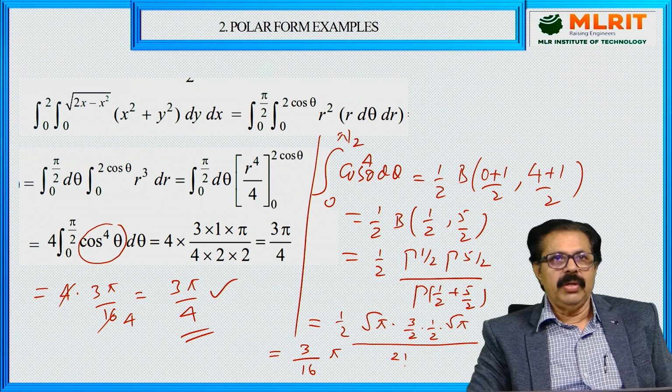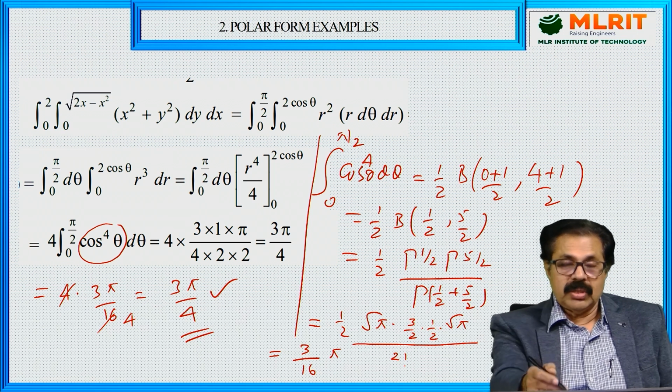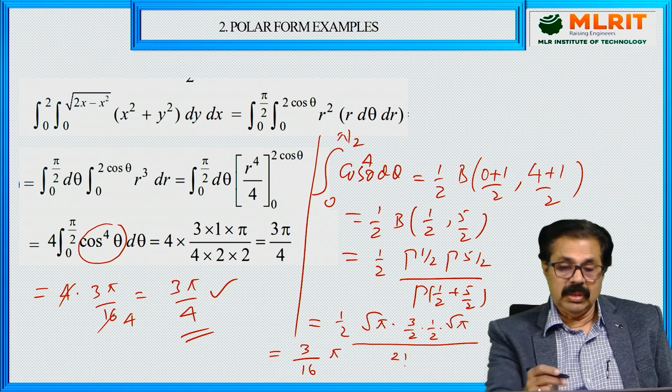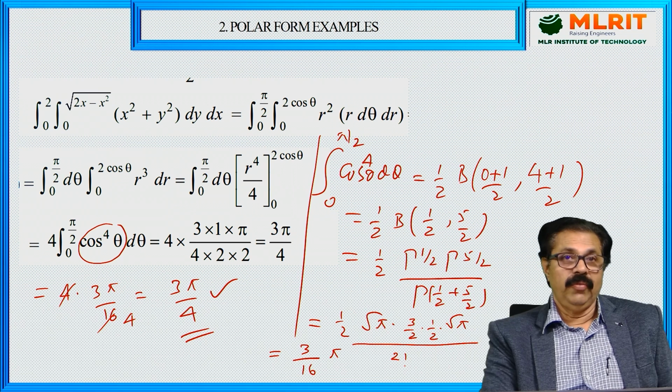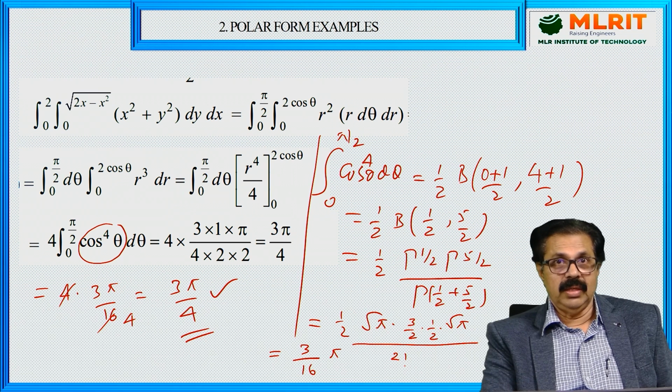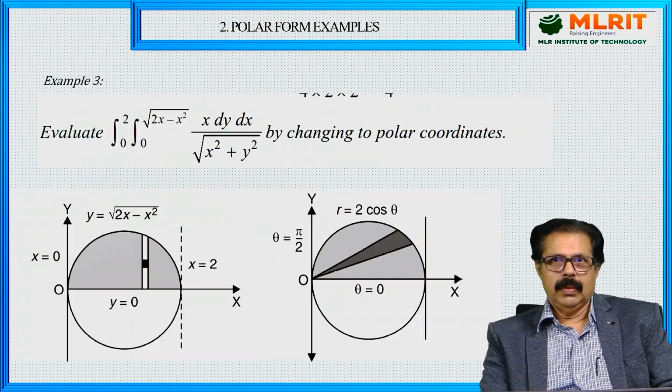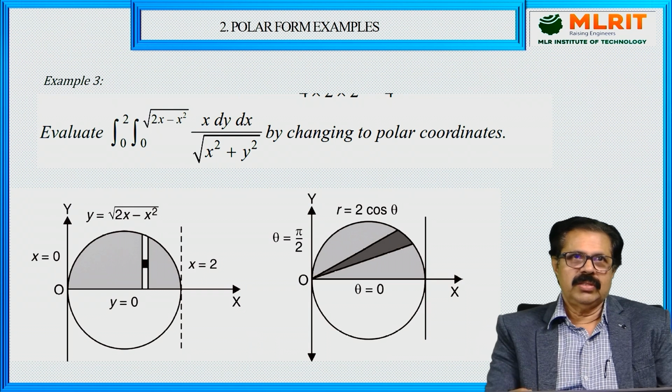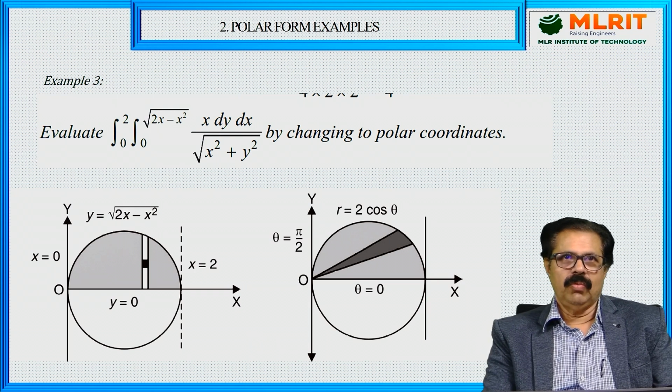Now you can appreciate the use of beta gamma functions here, because the power may be more. It may be cos raised to 6, cos raised to 8, cos raised to 10, and then it's difficult to convert into multiples of angles and then evaluate. Instead, use beta gamma functions. So let us start now the example number 3. We have already seen example 1 and 2.